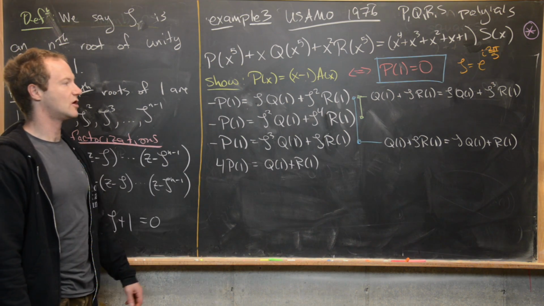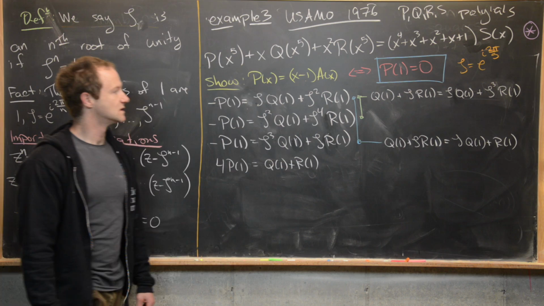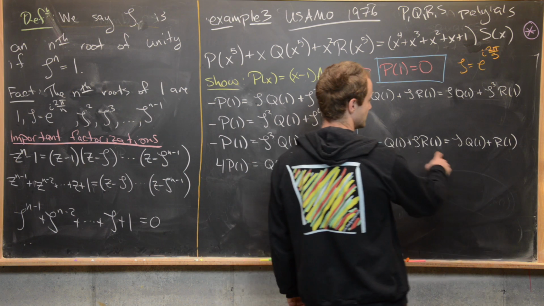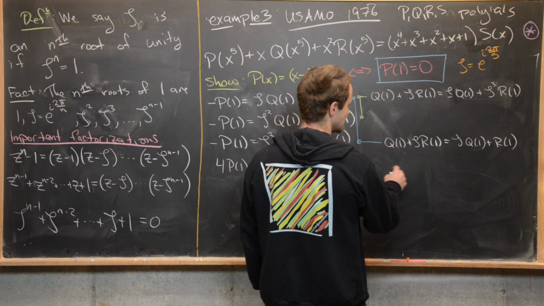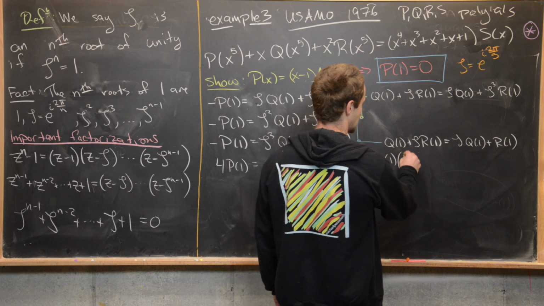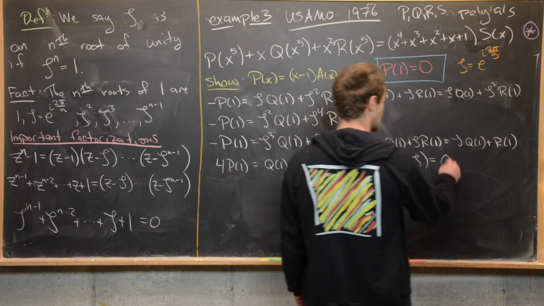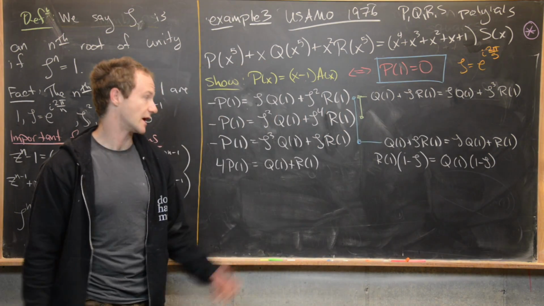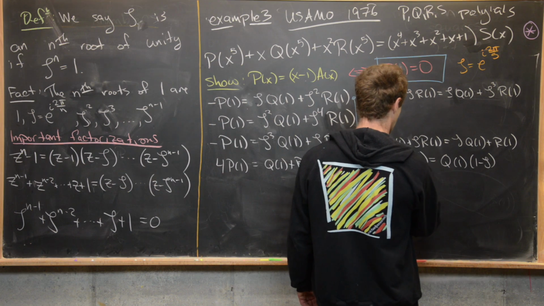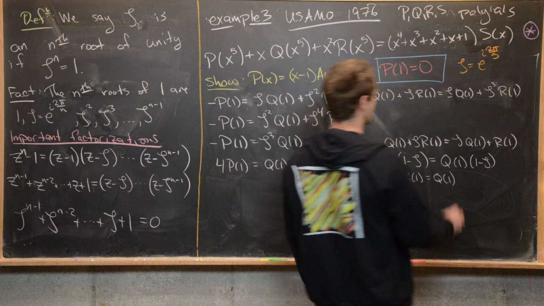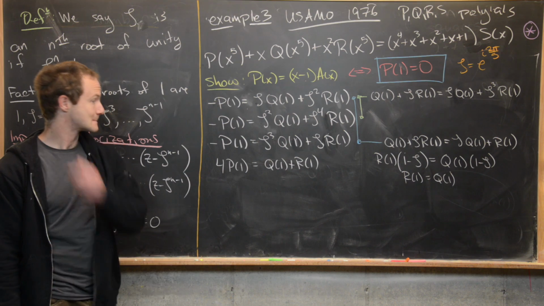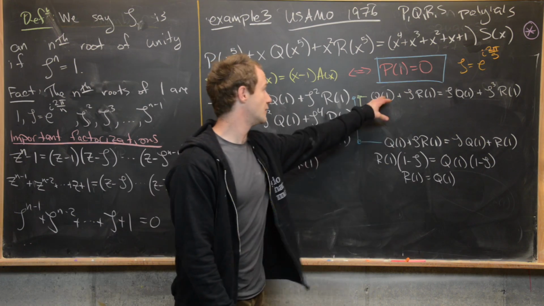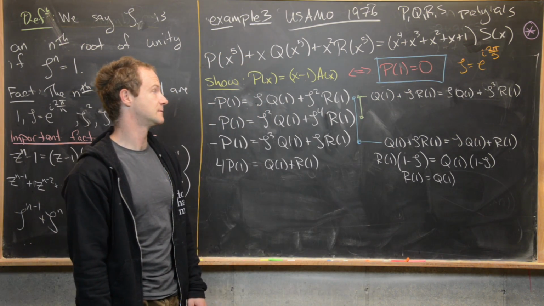Now what I want to do is solve each of these for r. So let's see if we can do that. So notice solving this one for r is not too bad. I can move this r over and this thing over. So that's going to give me r of 1 times 1 minus zeta equals q of 1 times 1 minus zeta. Okay, well that's pretty nice because that tells us that r evaluated at 1 equals q evaluated at 1.